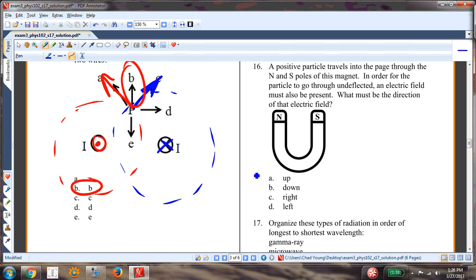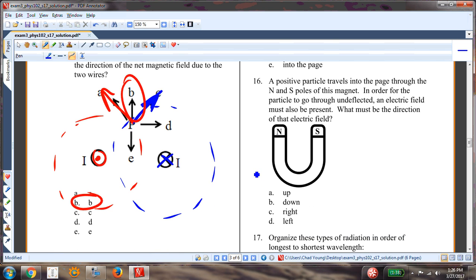A positive particle travels into the page through the north and south poles of the magnet. So my velocity vector is into the page, and my magnetic field vector is from north to south pole, so it looks like that. In order for the particle to go through undeflected, you have an electric field that's also present. What must be the direction of that electric field? Well, first let's figure out the direction of the magnetic force, and then we'll figure out the direction of the electric field. So V is into the page, B is to the right. So the magnetic force, FB, has to be down.